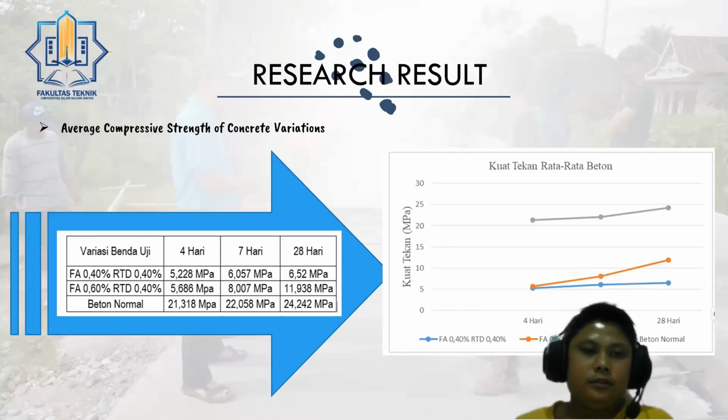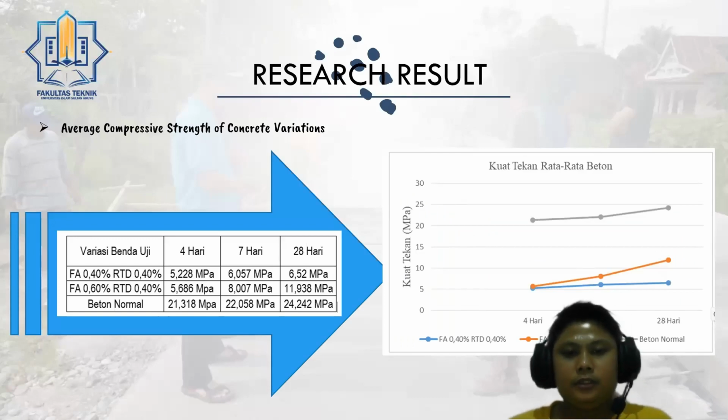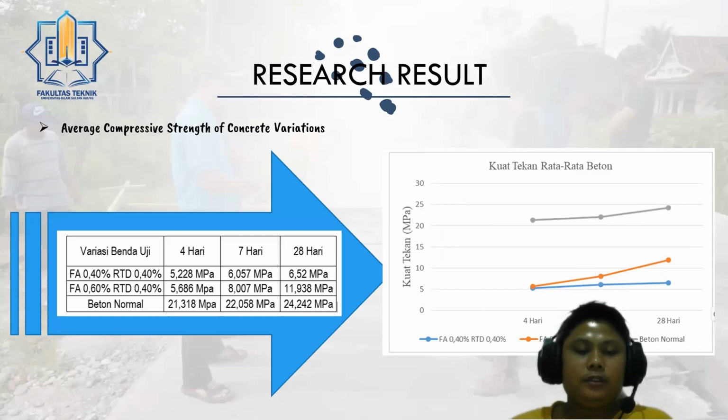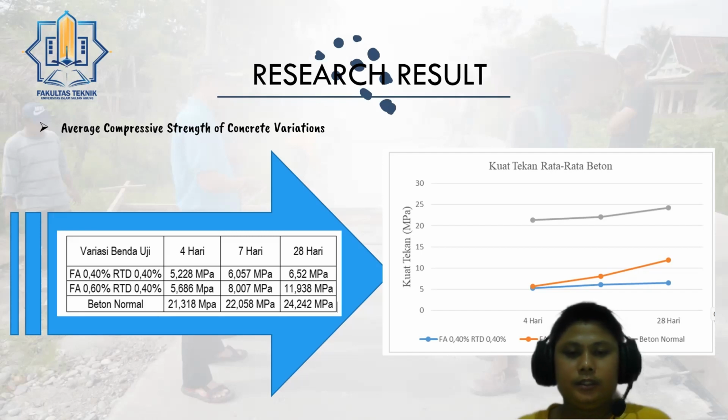The other result, the average compressive strength of the concrete variations, we can know at 4 days, 7 days, and 20 days. At 4 days, the result is 5.20 MPa, at 7 days it is 6.57 MPa, and at 20 days it is 6.52 MPa.